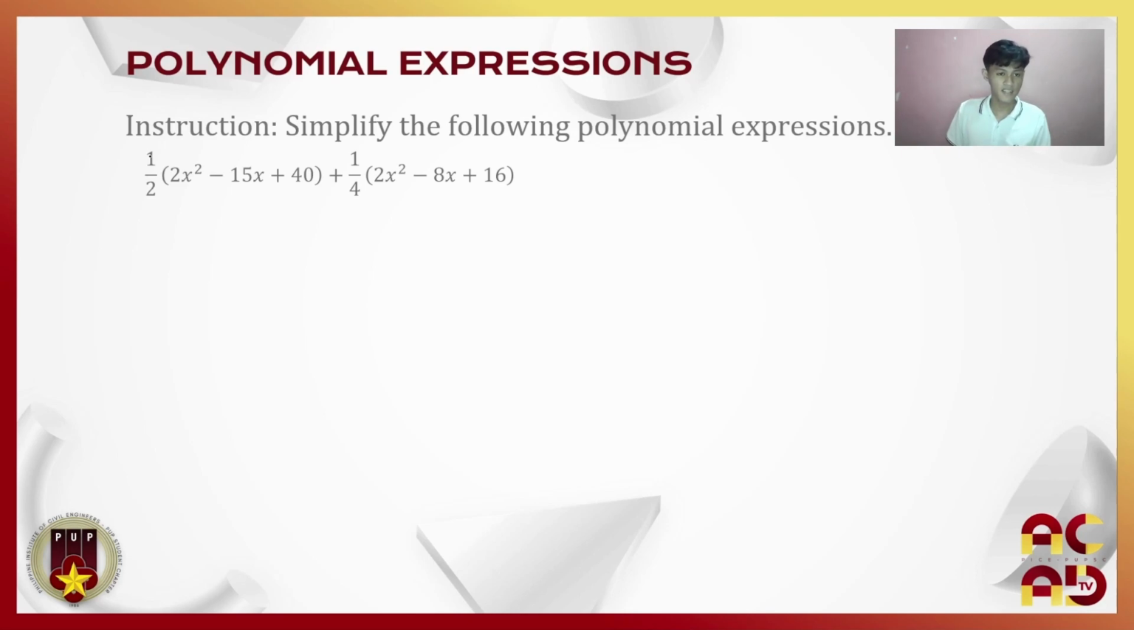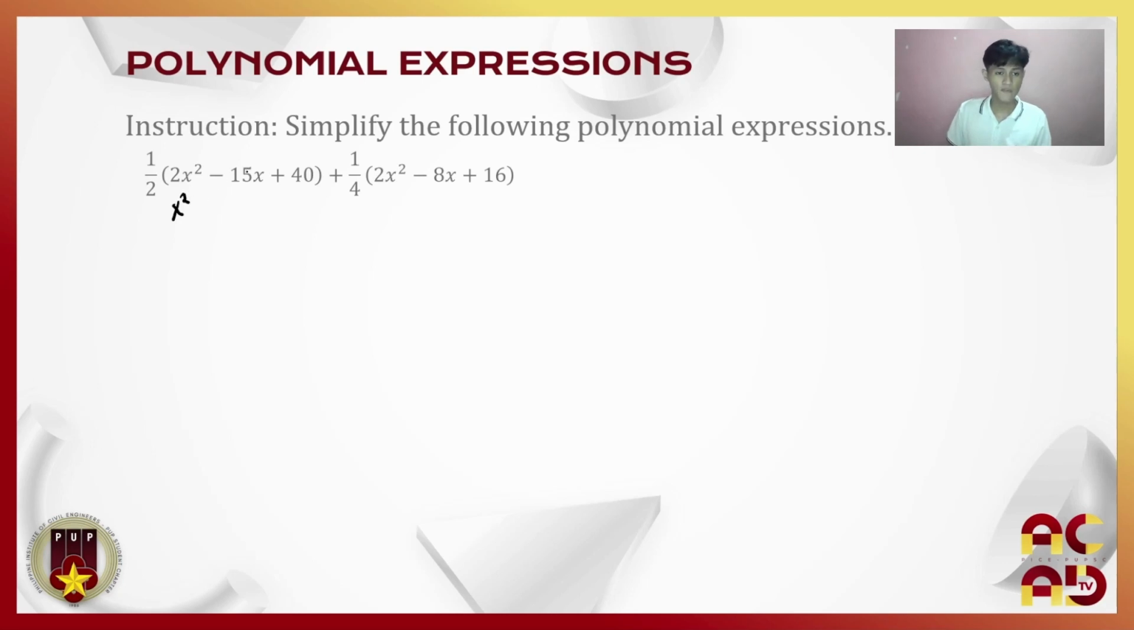So kailangan natin i-distribute yung mga 1/2 and then itong 1/4 in order to combine the like terms and then simplify the expression. So unahin na natin itong 1 over 2 times 2x squared. So since magiging numerator nito is 2x squared and then ang denominator is 2, so pwede siyang i-divide by 1. So ang mangyayari, maiiwan yung x squared. So x squared na lang siya.